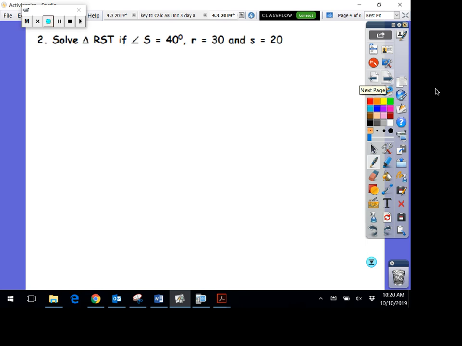All right, so here we have triangle. So here's S, oops, which is 40 degrees.